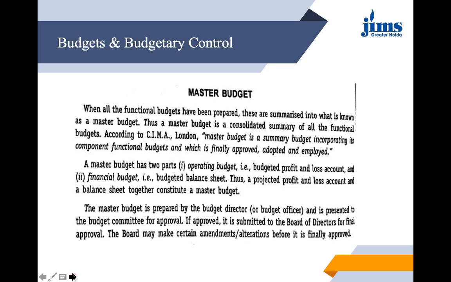It is prepared by the budget director or the officer and is presented to the budget committee for approval. If approved, it is submitted to the board of directors for final approval. The board may make certain amendments and alterations before it is finally approved, and it actually acts as the backbone of the whole organization.